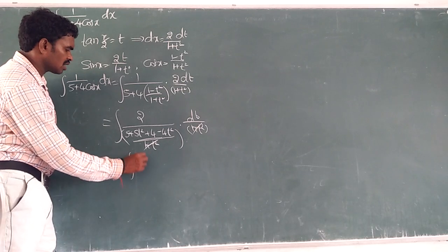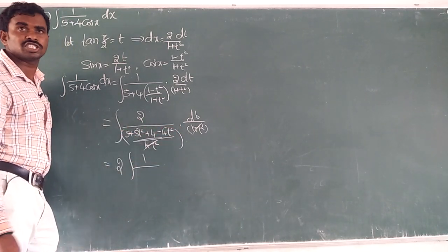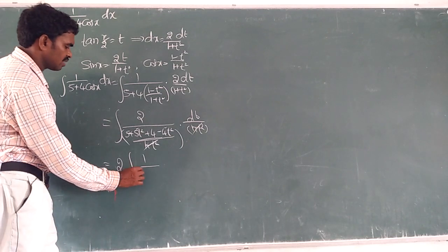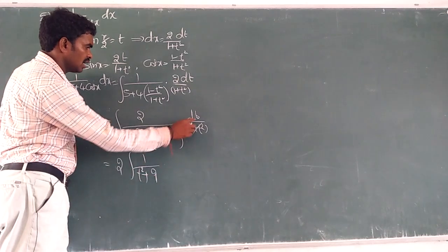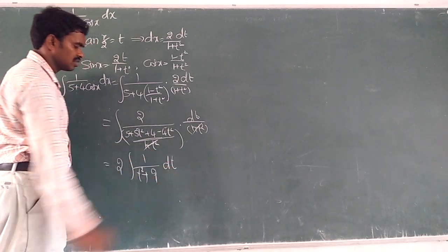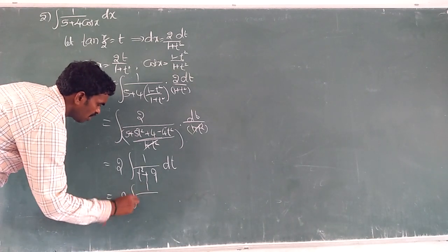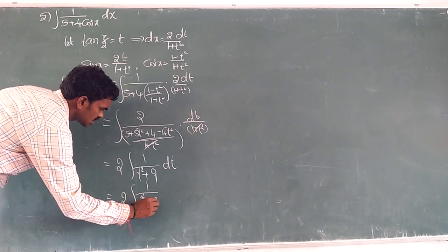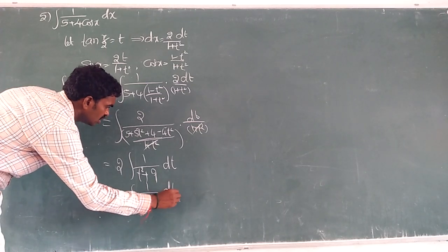So 2 into integration of 1 by 5 t square minus 4 t square. How much? 1 t square plus 5 plus 4, how much? 9, and dt is remaining. Okay. So this is equal to 2 into integration of, this is of the form t square plus 3 square. 9 is 3 square.